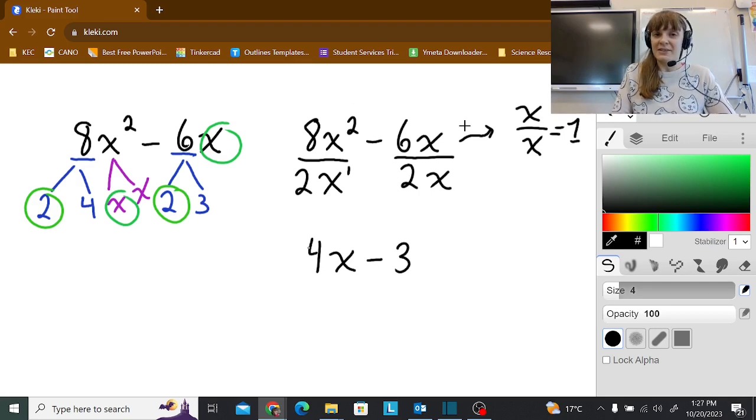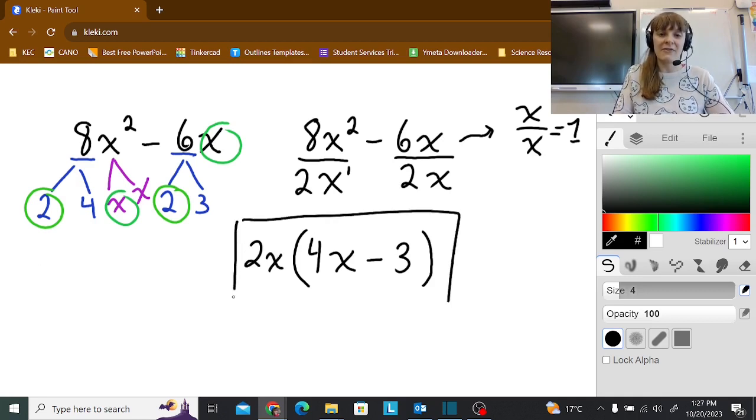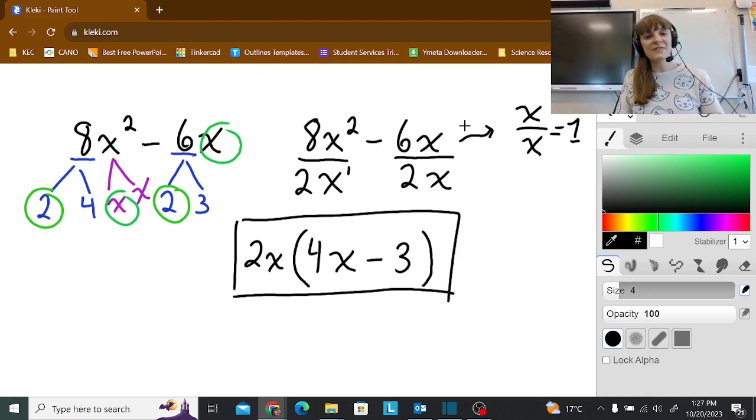Now what we're going to do is put these in our brackets, and we're going to put this thing that we divided it by, the common factor, 2x, on the outside of the brackets. And there we go. We now have factored this out right here. And that is factoring by using a common factor.